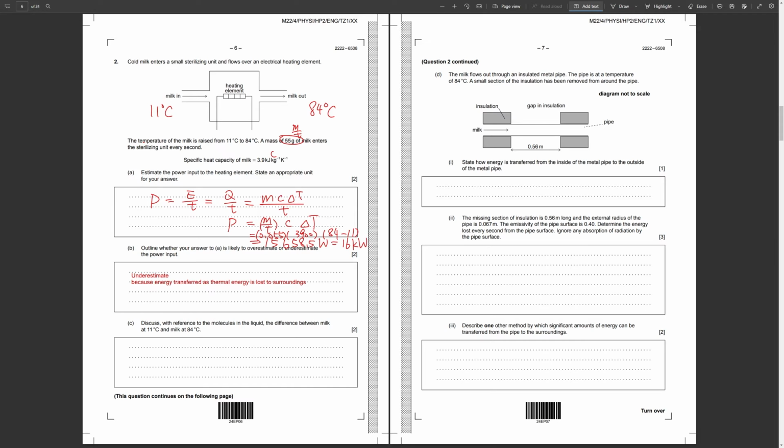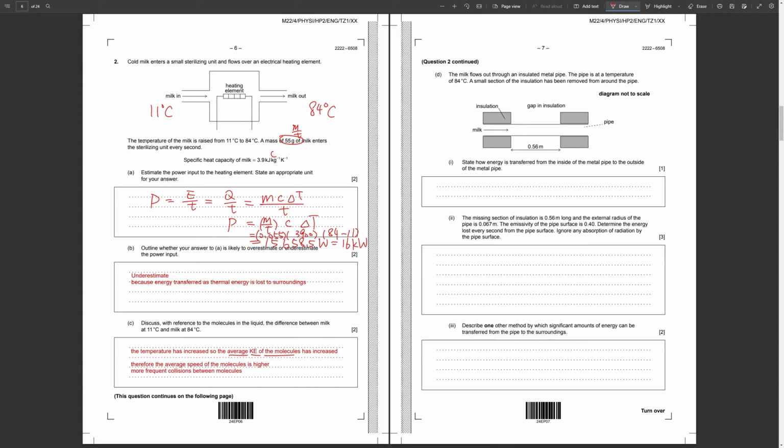Next, part C, we're going to describe in terms of molecules of the liquid when it is increased from 11 degrees Celsius to 84 degrees Celsius. The answer is, firstly, because the temperature is increased, therefore the average kinetic energy of molecules is also increased. Don't miss any single phrase: average KE of molecules. You need 3 important phrases. Next, because the average speed of the molecules is higher, there will be more frequent collisions between the molecules.